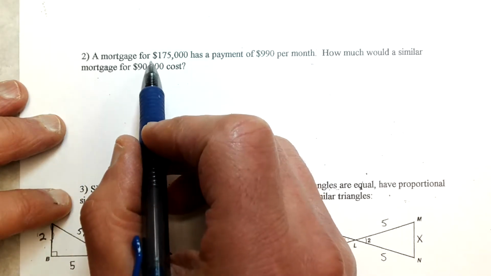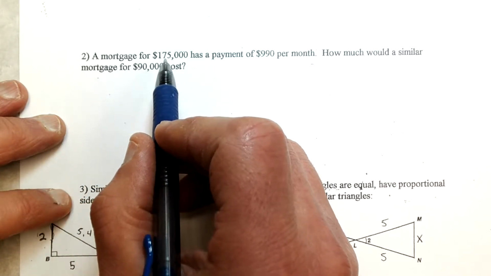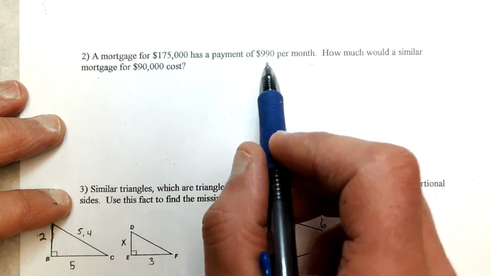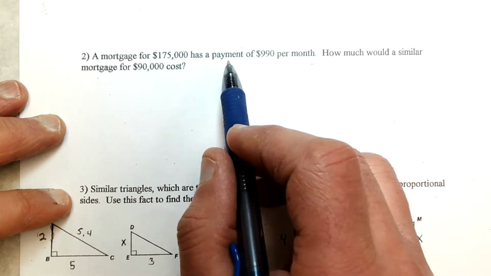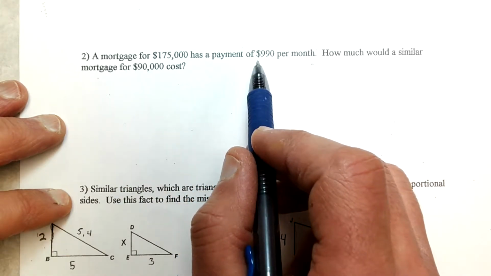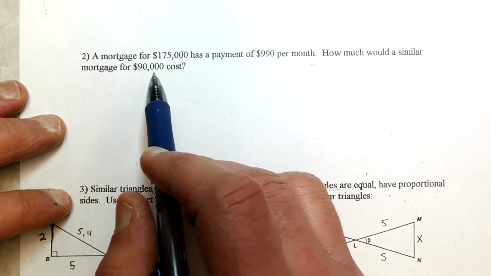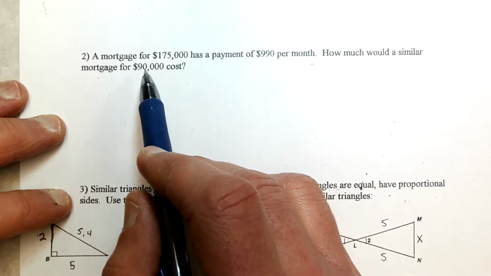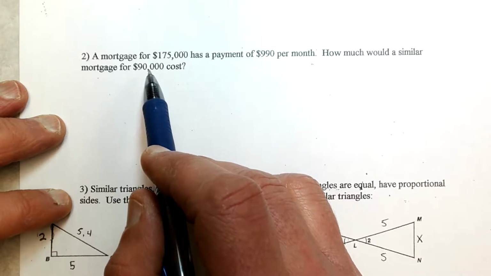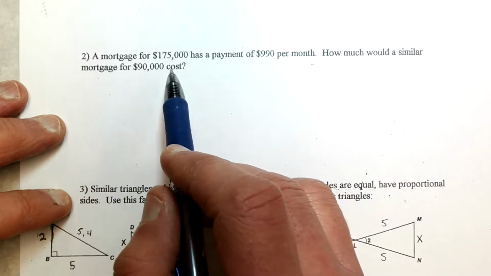So in this case, we have a mortgage of $175,000 that produces a $990 payment. And if you had similar terms, in other words, same interest rate and number of years, what would be the cost per month, the payment per month, for a $90,000 mortgage?